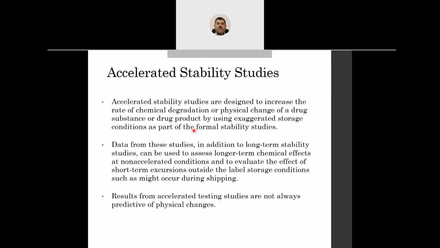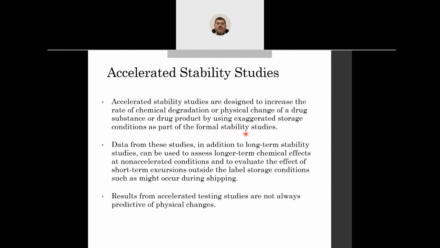An accelerated stability study: we increase the rate of chemical degradation or physical changes of the formulation, or the drug substance if we are studying drug substance, using exaggerated storage conditions as part of the formal stability studies. Here we are talking about formal stability studies.